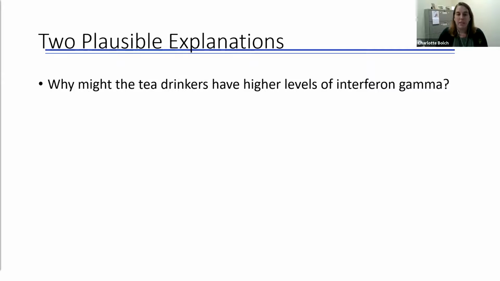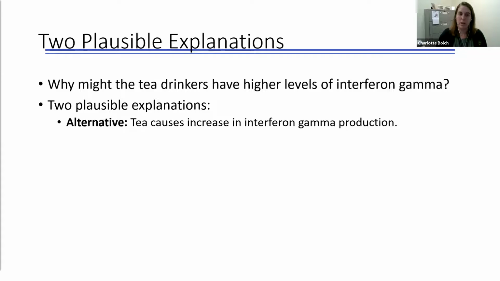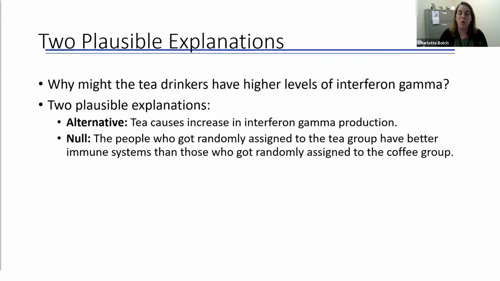So why might tea drinkers have higher levels of this immune system response? Well, there's two possible plausible explanations. We can see that tea causes an increase in the gamma production of this immune response, or that if you were randomly assigned to the tea group, they have better immune systems than those who got randomly assigned to the coffee group, but it's just random.